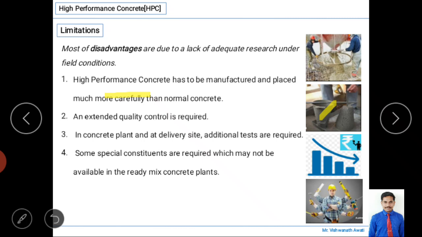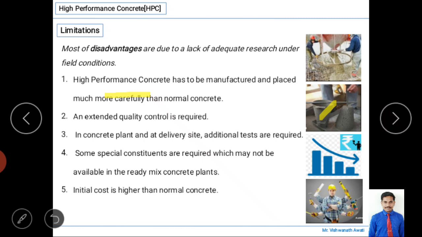Next, some special constituents are required which may not be available in the ready mixed concrete plant. So maybe some different materials are required from time to time. If they are not available, then it creates a drawback or some problem. So some constituents may not be available in an RMC plant.